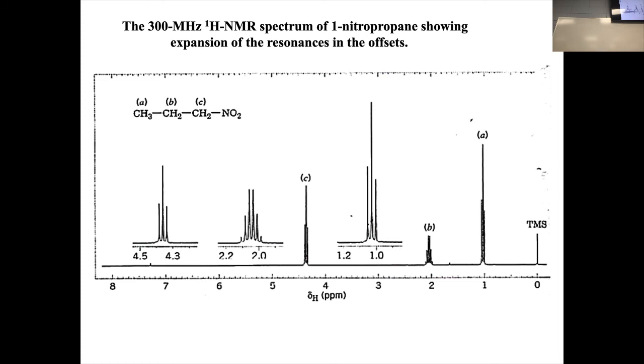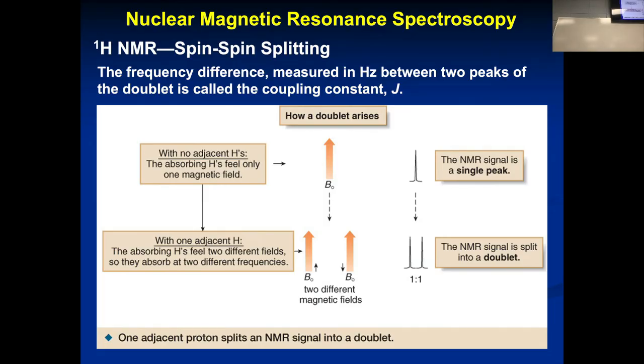Here's an example of 1-nitropropane. And you'll see that C is further downfield because the nitro group, nitrogen's electronegative, so it pulls it down. You can see all of the peaks. B is the interesting one, right here. 1, 2, 3, 4, 5, 6 peaks. That should be because it's got three neighbors here, two neighbors there. And then of course the furthest one downfield is C as a triplet because it has two neighbor hydrogens, okay? All right.